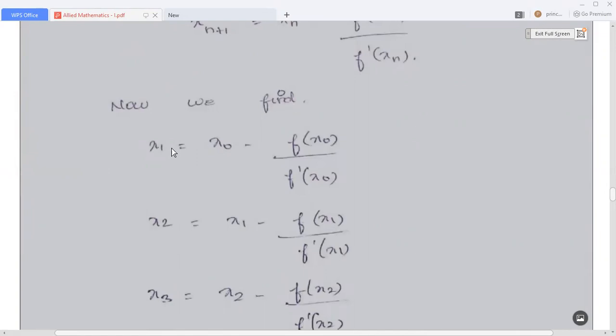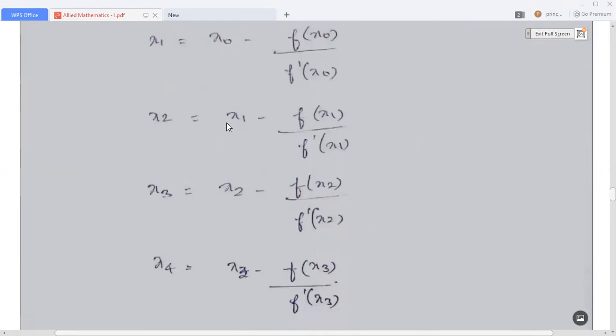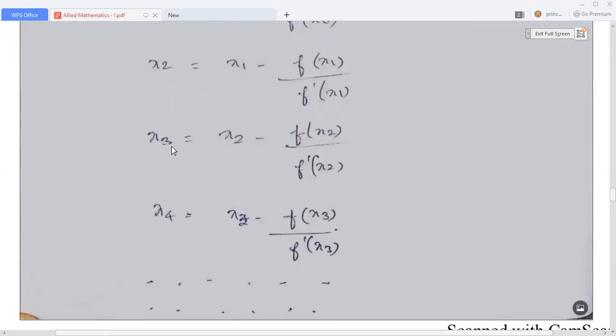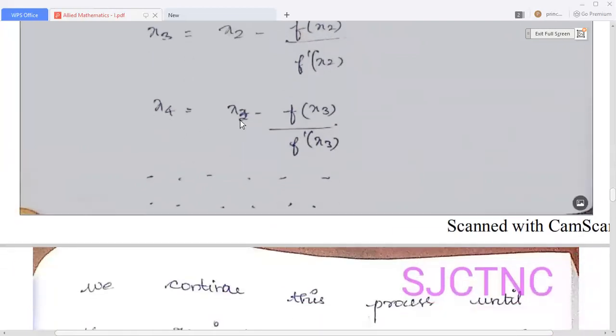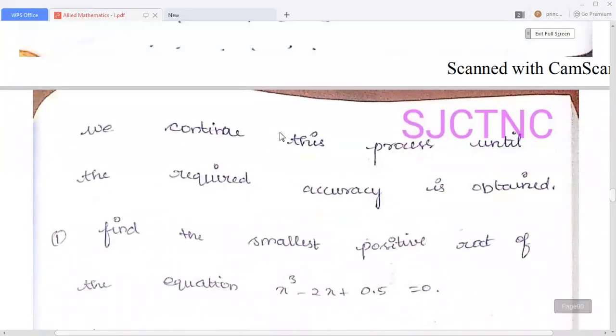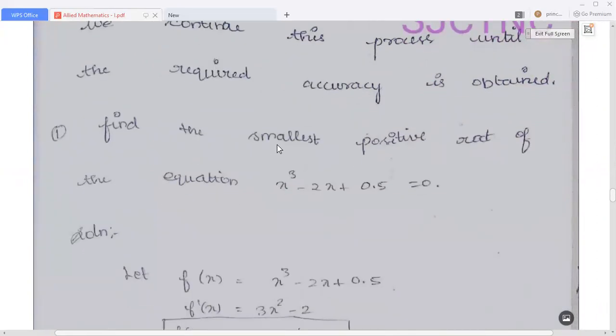Now we find x1. x1 is equal to x naught minus f of x naught by f dash of x naught. x2 equal to x1 minus f of x1 by f dash of x1. x3 equal to x2 minus f of x2 by f dash of x2. x4 equal to x3 minus f of x3 by f dash of x3. We continue this process until the required accuracy is obtained.